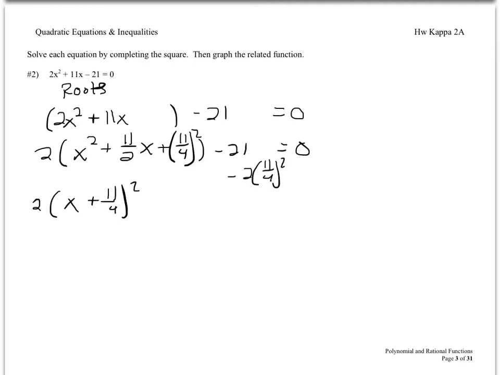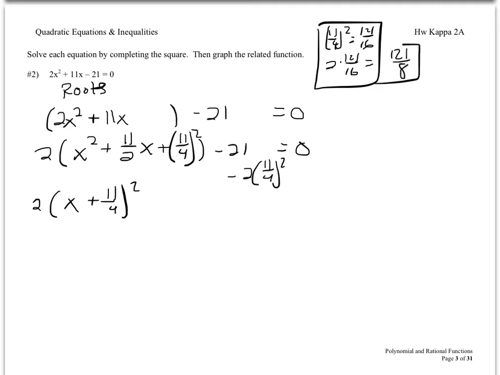11 squared is 121, and then 4 squared is 16. Let me do this off to the side right here. 11 over 4 squared is 121 over 16, but then I'm multiplying that by a 2, which means that becomes a 121 over 8. So here's a little side work for this.